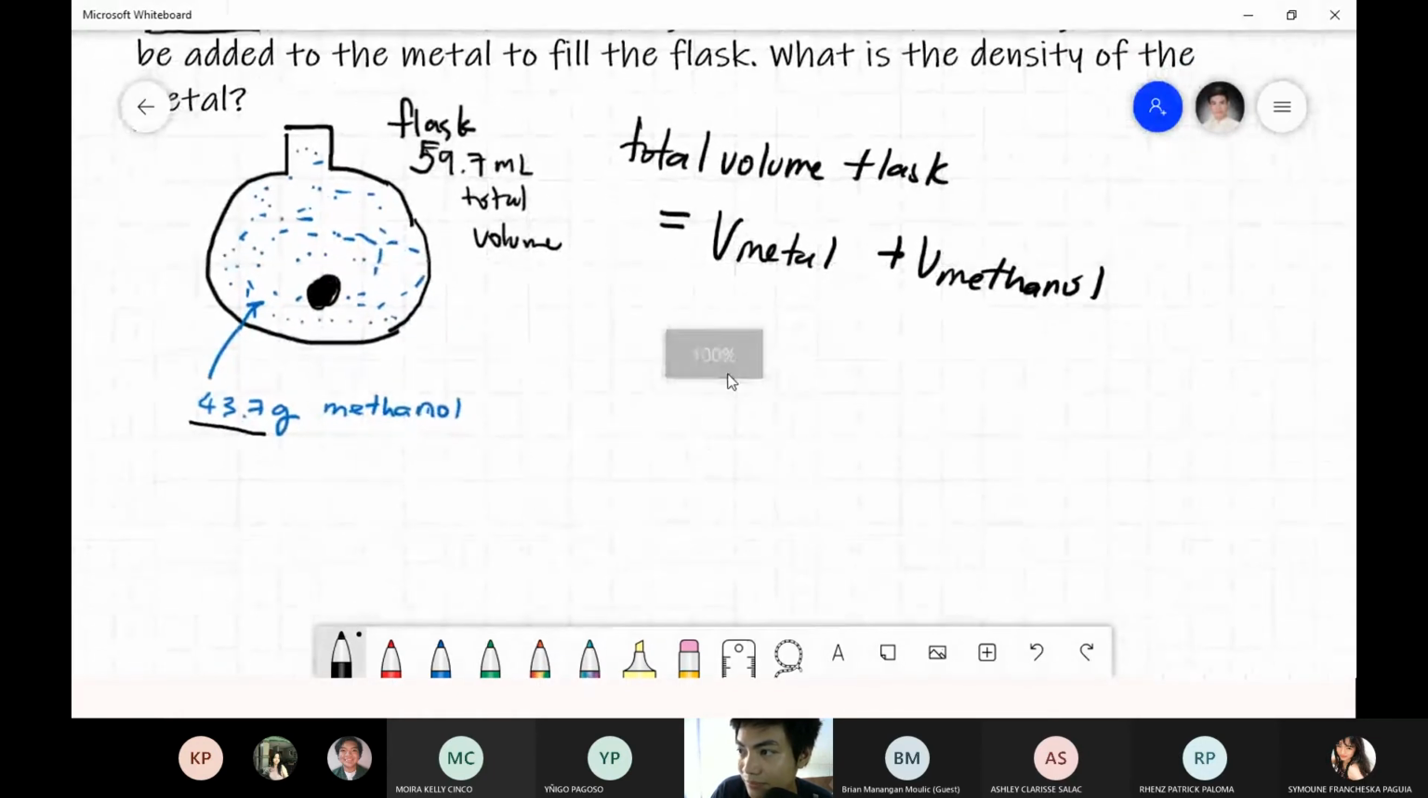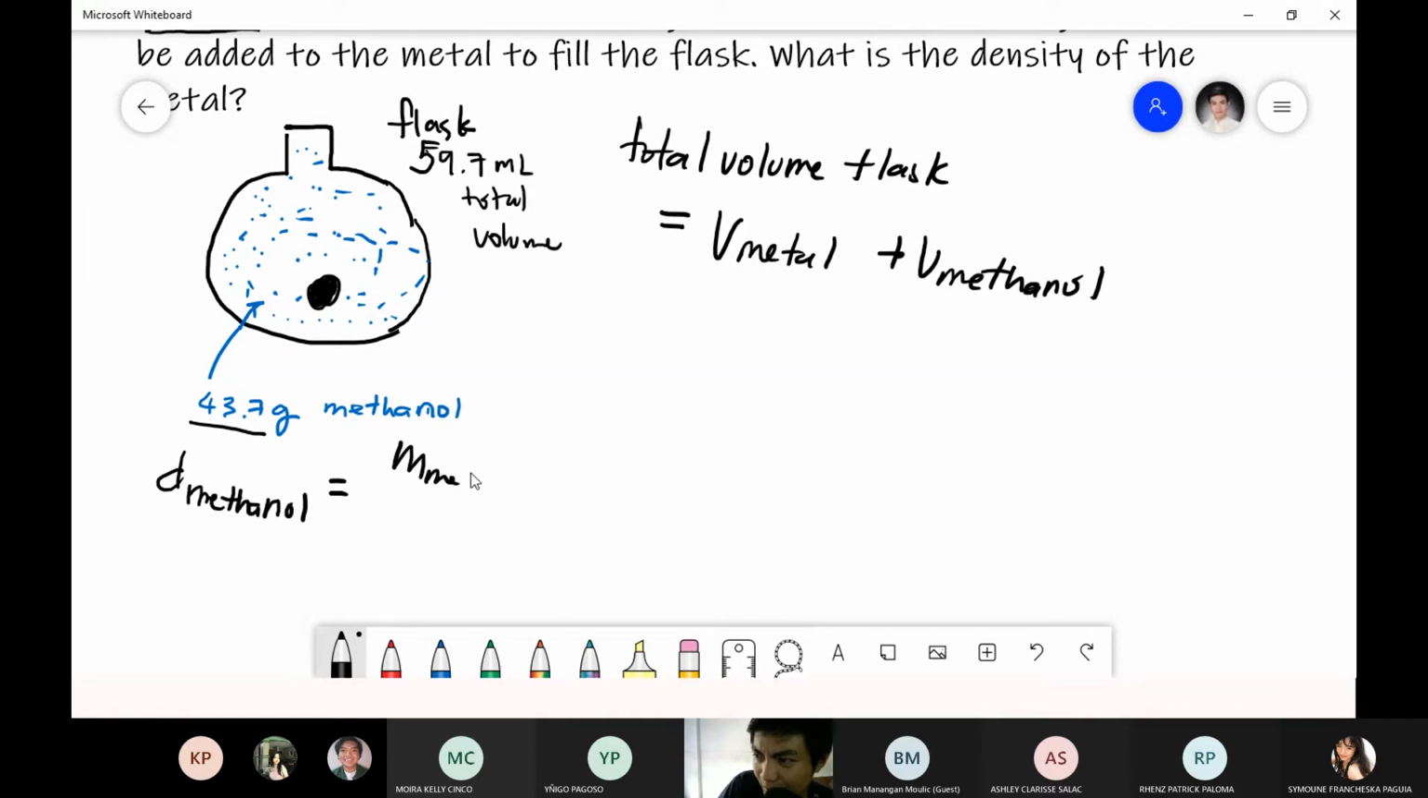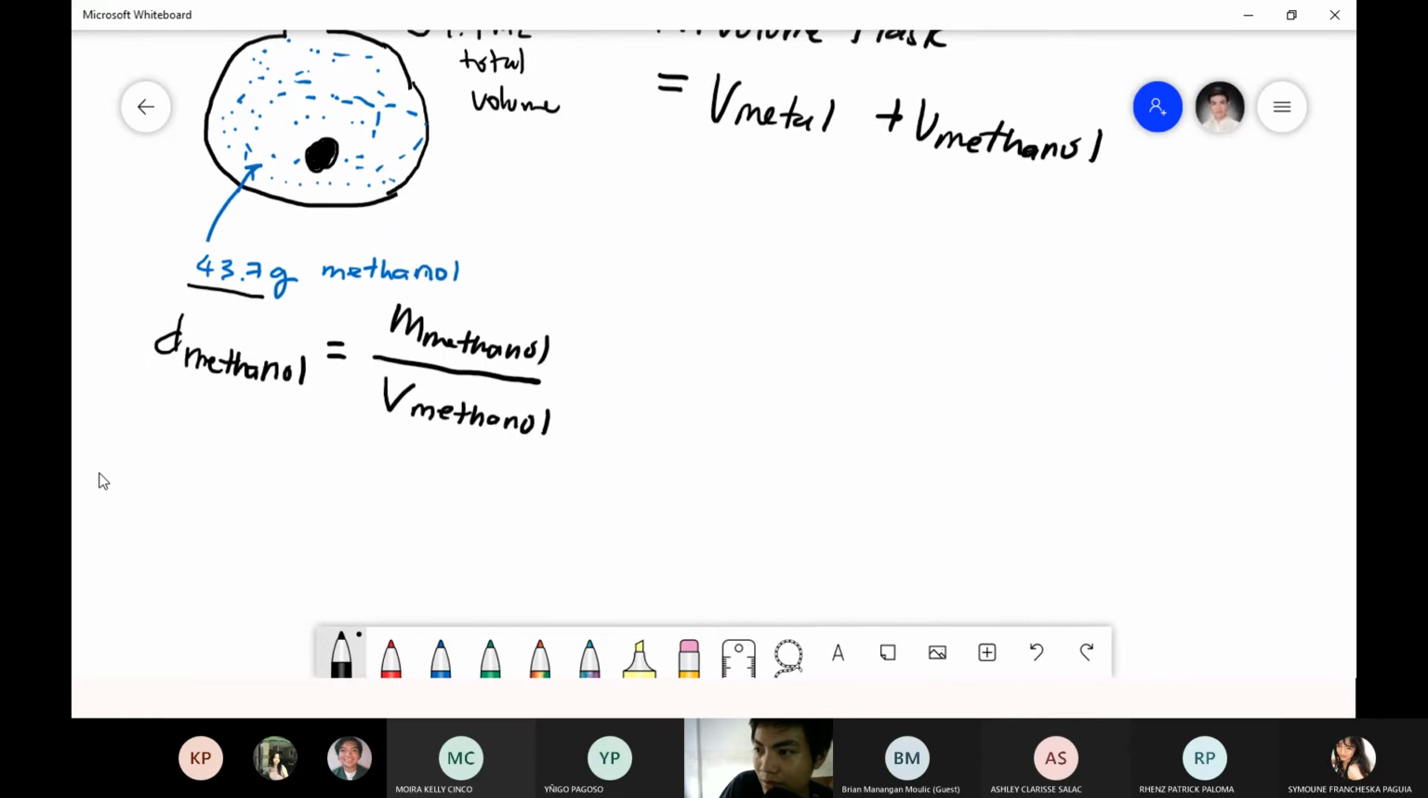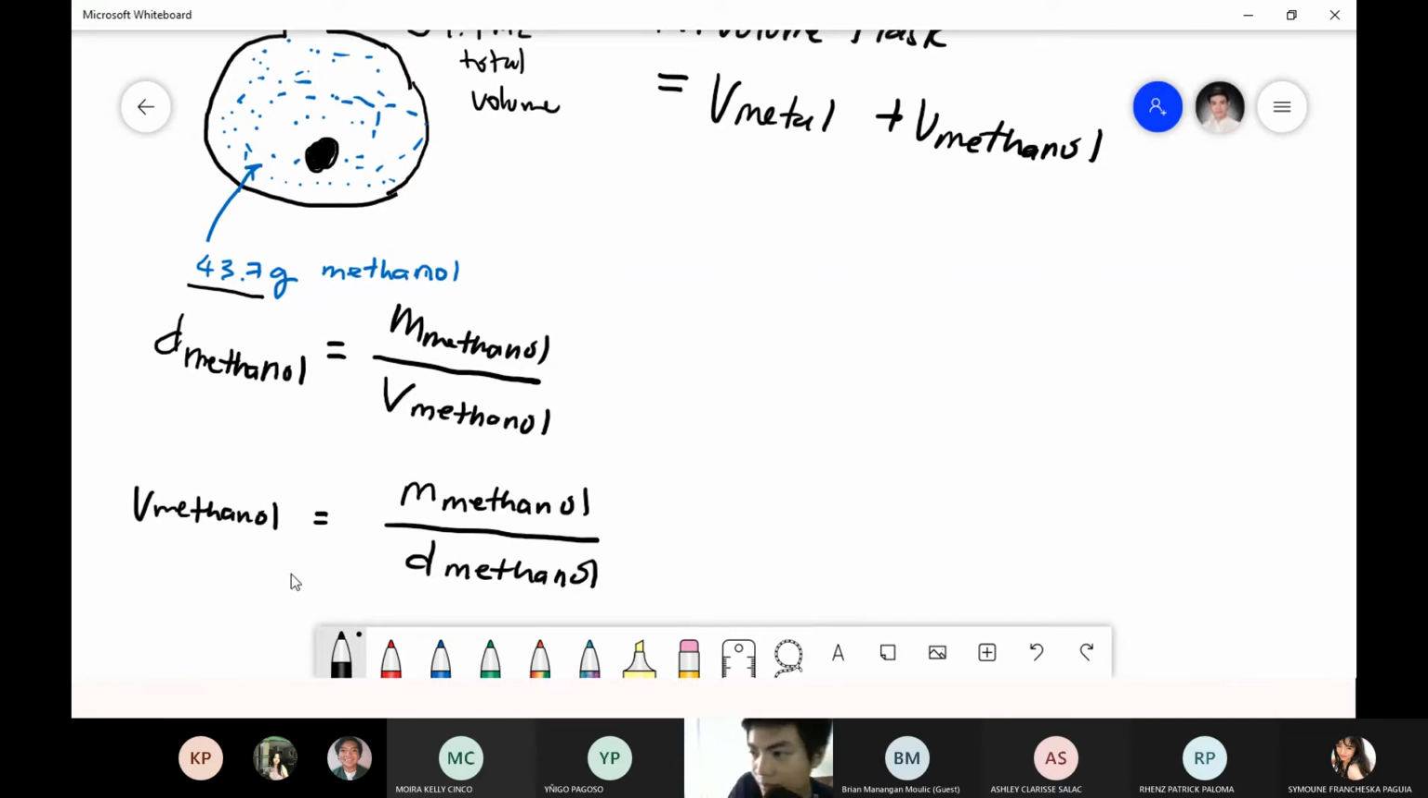So, kunin ko yung volume ng methanol. Gamitin ko yung density formula. Density ng methanol equals mass ng methanol over volume ng methanol. Ay, gusto ko volume. So, anong gagawin mo? Cross multiply. Okay? So, you have here the volume of methanol equals mass ng methanol over density. Okay? Nakita niyo yung ginawa ko? Cross multiplication lang. Algebra lang yan ha.